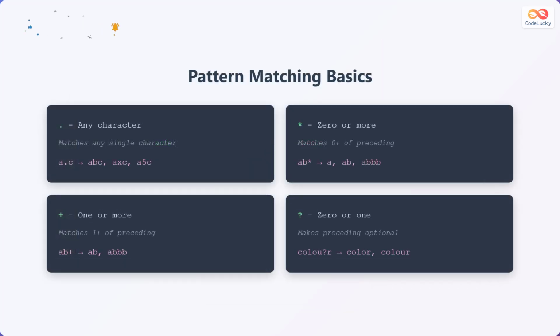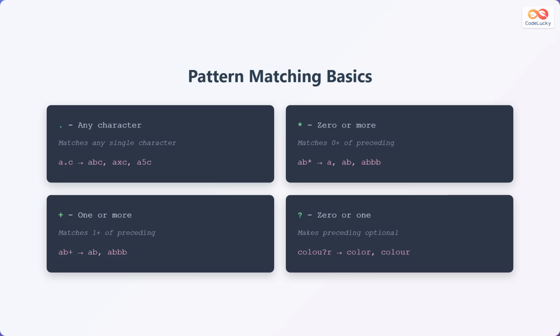Let's dive into some fundamental pattern matching symbols in regular expressions. The first symbol is a period, which matches any single character. For example, A.C would match ABC, ASC, or even A5C. Next is the asterisk symbol, which means 0 or more occurrences of the preceding character. For example, ab* would match a, or ab.